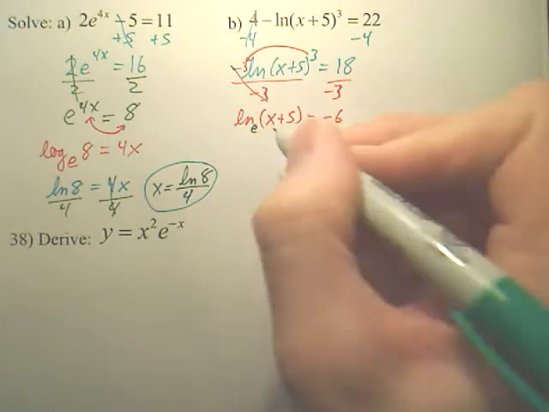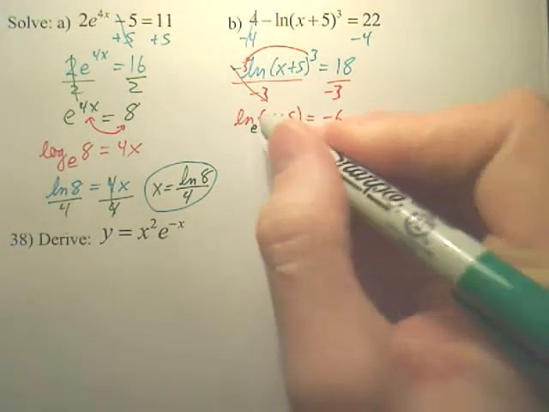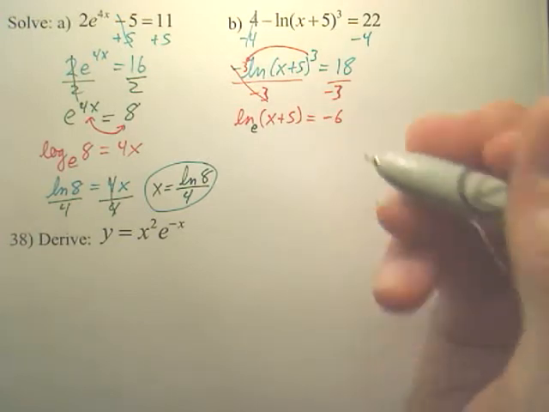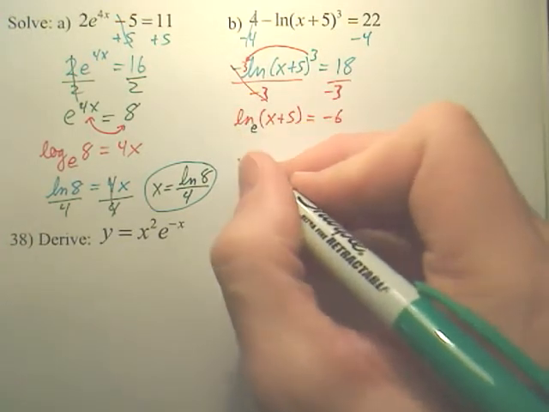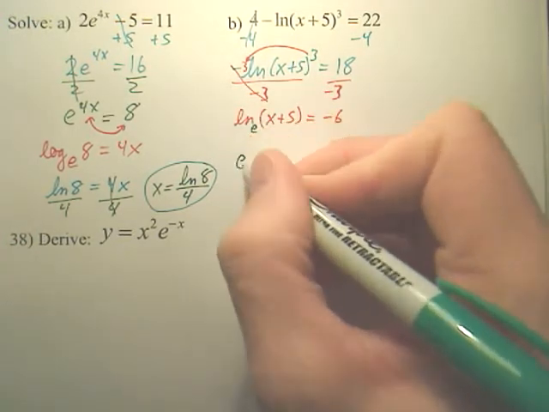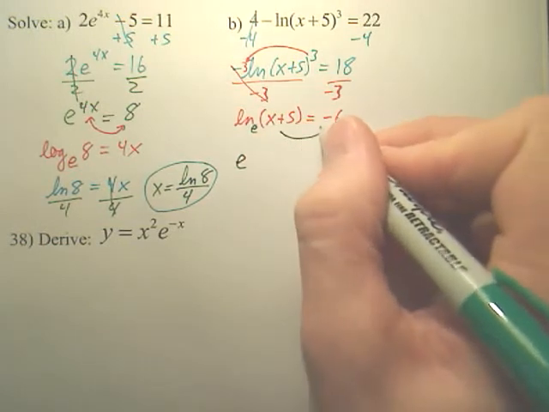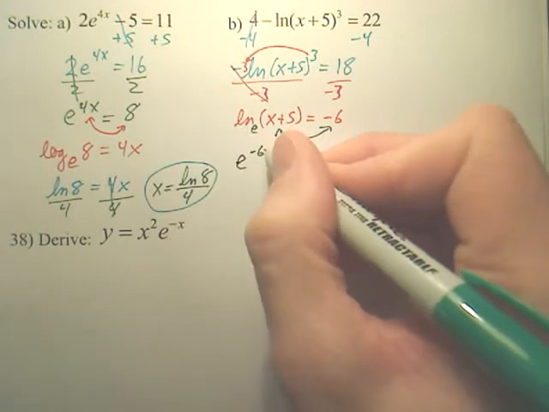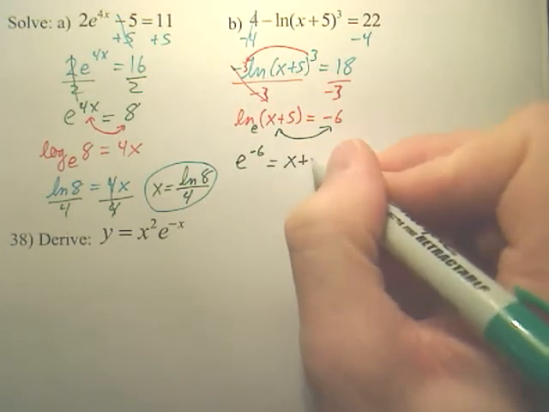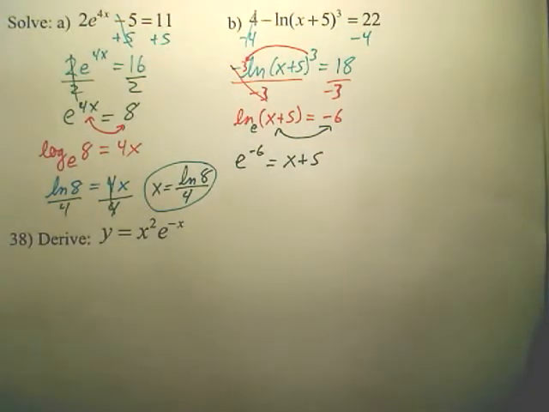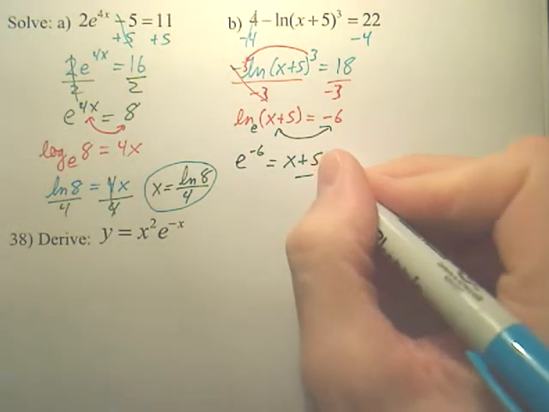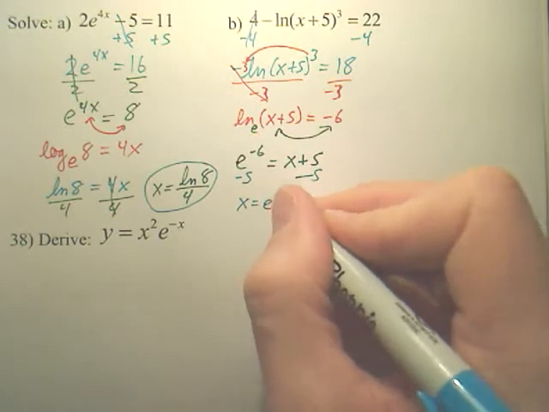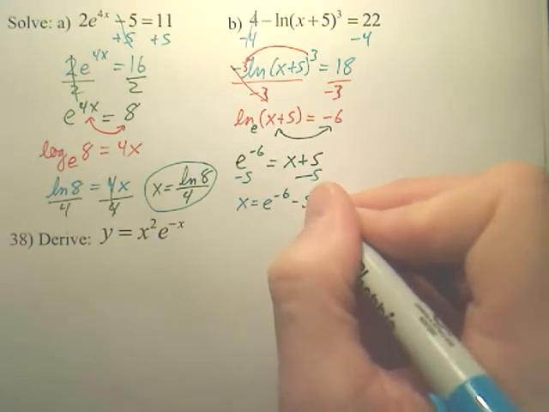Now, hopefully you realize there's a base e here. You could exponentiate to get rid of that natural log so you get the x inside. I like to, again, just drop the natural log, base e, and then I switch these two. So when you switch these two, you have e to the negative 6 equals x plus 5. And then you minus 5 from both sides, and you get x equals e to the negative 6 minus 5.